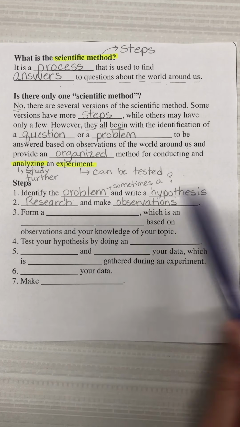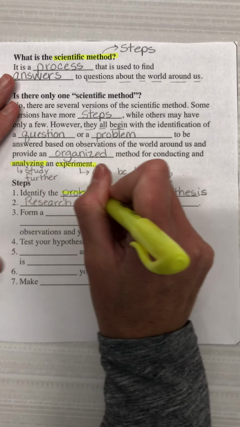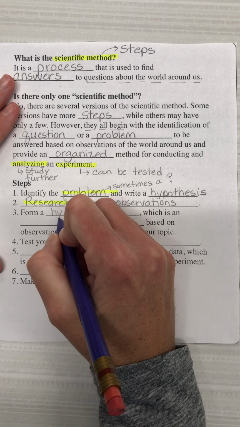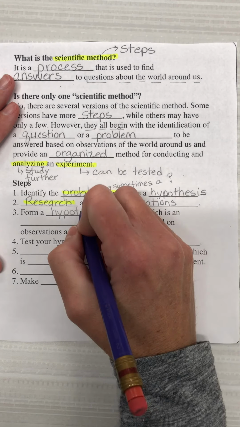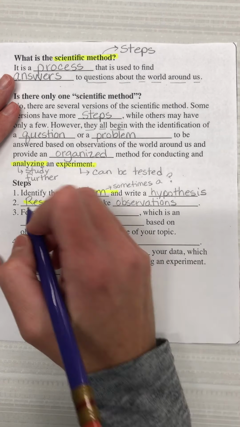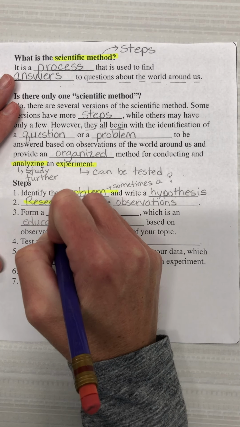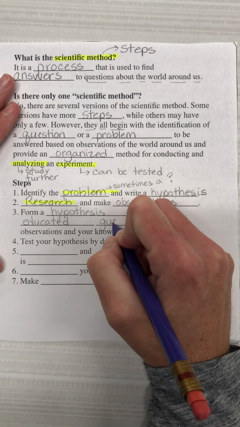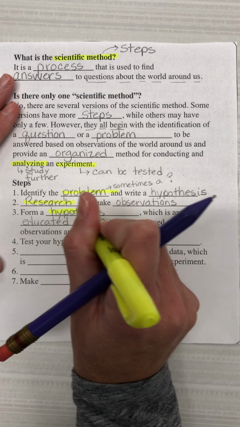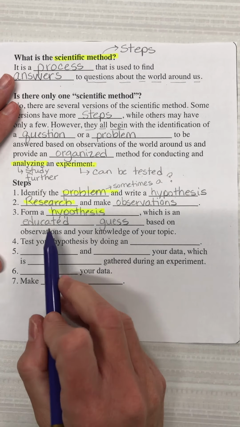So first, a scientist is going to identify the problem. Then they're going to do a little research. Then they're going to form a hypothesis statement. Up here, they're just thinking about what it could be. Okay, and a hypothesis statement is an educated guess based on their observations and their knowledge of the topic. So scientists will state their problem. They'll do a little research. They'll come up with a hypothesis statement of what they think the result could be.